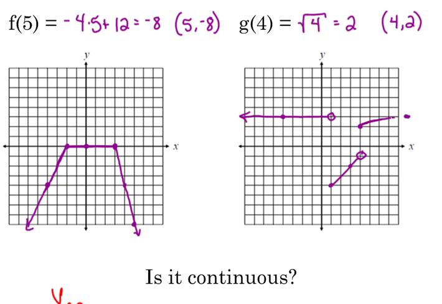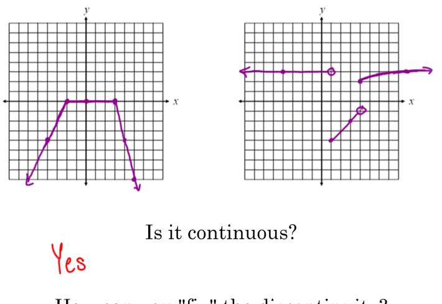And I know the square root function is supposed to have some curve to it, so try not to connect those in a straight line. Do try and give them a little bit of a curve there. So this one obviously is not continuous. None of the pieces meet up. None of them are at the same y value at the changing point.